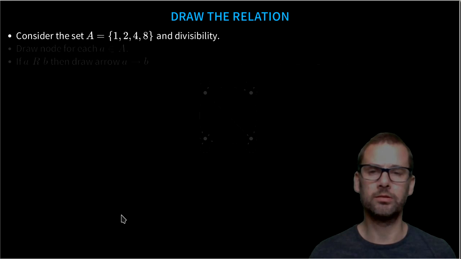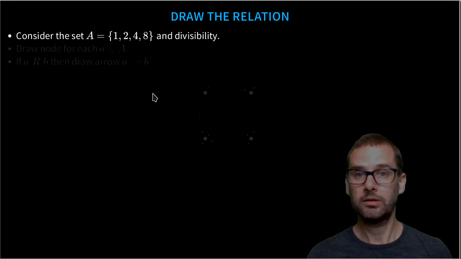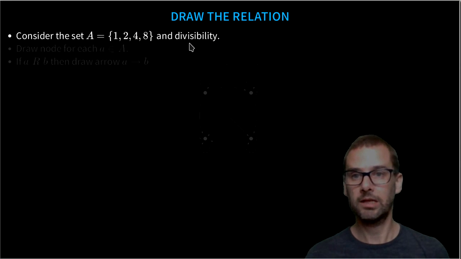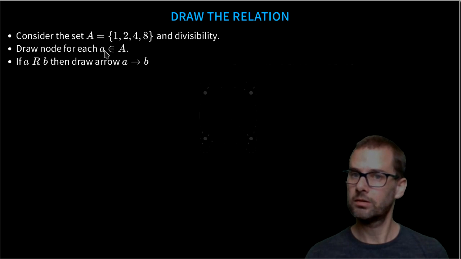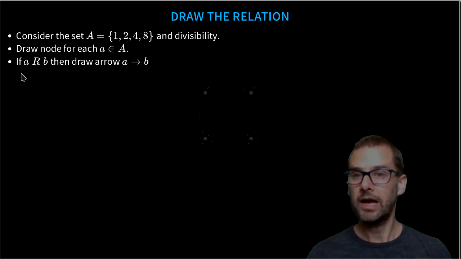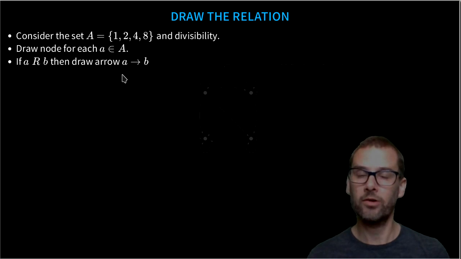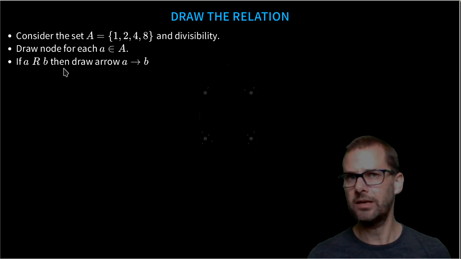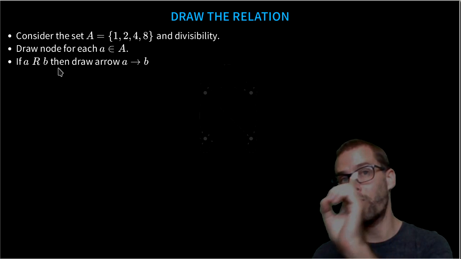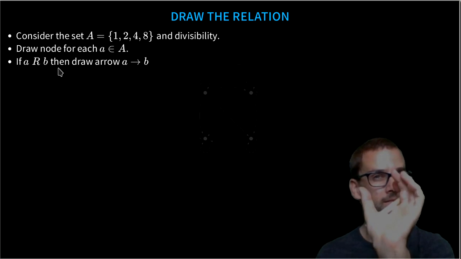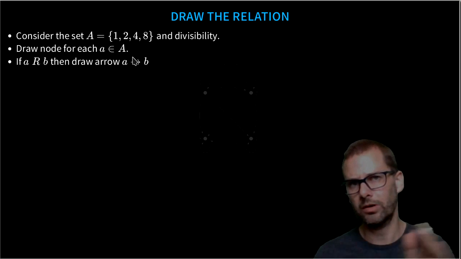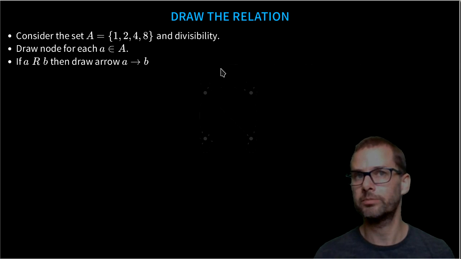So one other thing we can do with relations is we can draw the relation, which can be helpful sometimes in certain contexts. So if we consider again this set A and divisibility as the relation, then we can draw a node for each element of A, and if a divides b, we can draw an arrow from a to b. Because of course, just because a divides b doesn't mean b divides a. Just because we have one ordered pair doesn't mean the reverse is in that relation. So it's definitely not a commuting thing. We'll look at that a little bit later on.